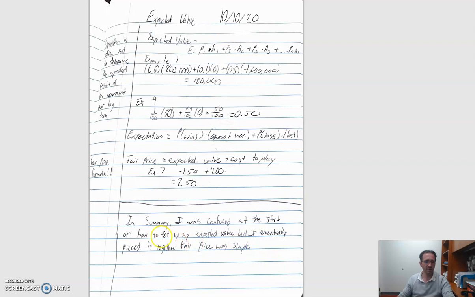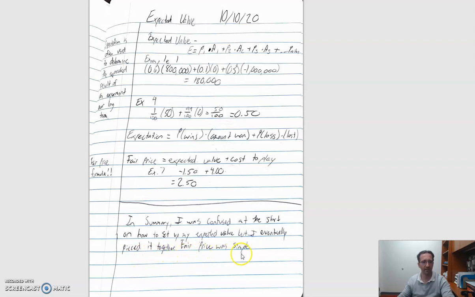Okay. But what's interesting in this example is he wrote in a summary, I was confused at the start on how to set up my expected value, but I eventually pieced it together.